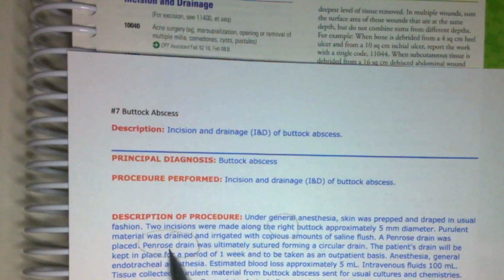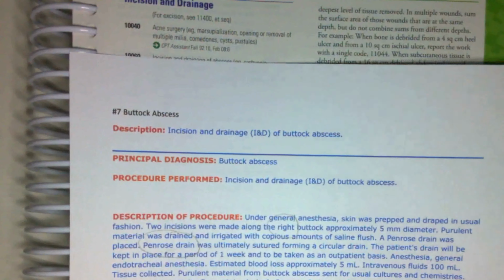And in this case, we have a drain. We have this Penrose drain that we placed. That patient has to keep that in for a while. It was left in the patient. So in that case, we're going to be looking at that complicated code, we don't want to get the pilonidal cyst by accident. We're looking at that complicated code. So this is a 10061.